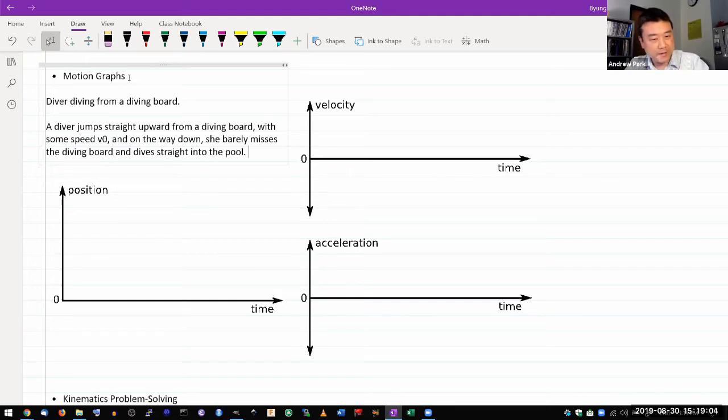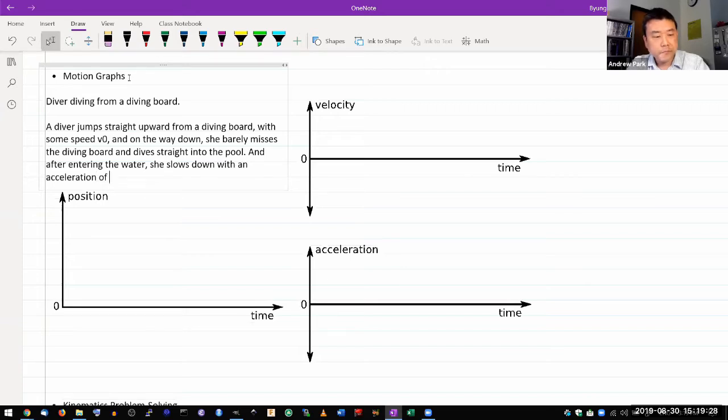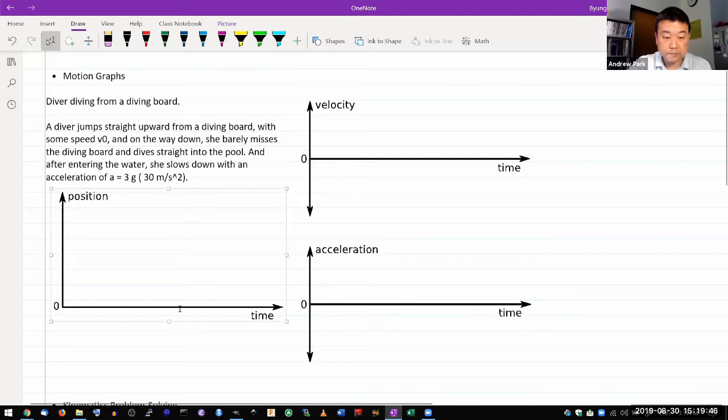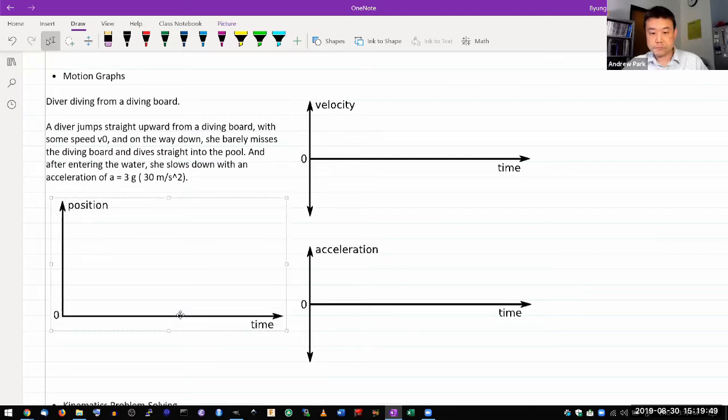I think your homework question ends here, but let me add a little bit more so that I have a more interesting motion graph to sketch. After entering the pool water, she slows down with an acceleration. Let me make up some number: a equals 5g. That seems a lot. a equals 3g, which would be approximately 30 meters per second squared. So that's the scenario, and I want to show you how you would sketch something like that on a motion graph if you had to.